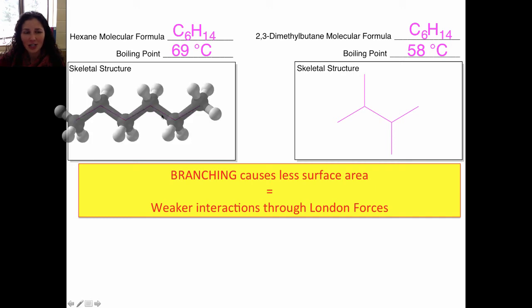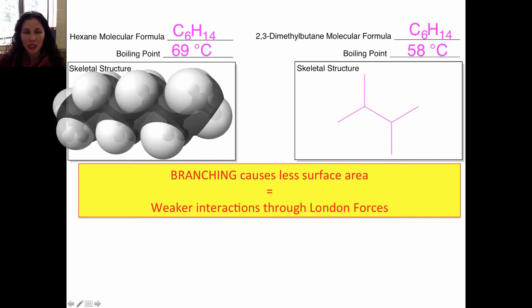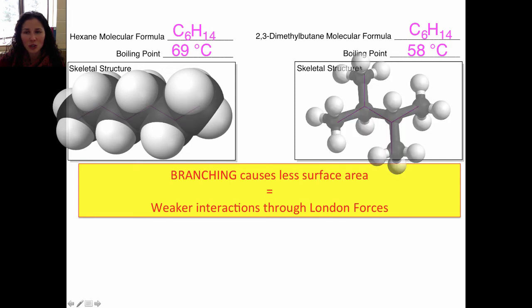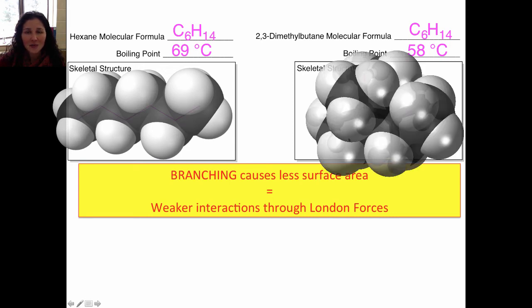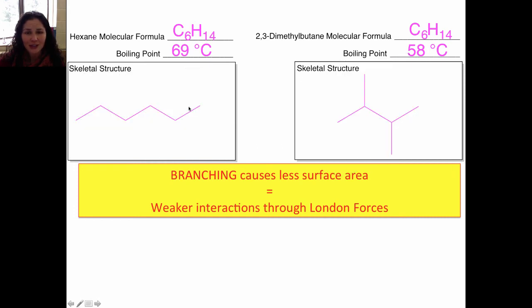This is a long molecule that has lots of surface area, whereas this one is more circular or spherical. A sphere has a much lower surface area than a long tube. So this molecule over here has less surface area, and therefore weaker intermolecular attraction through London forces. This molecule is longer and has more surface area, and therefore stronger intermolecular attractions due to London forces. Branching between isomers causes weaker interactions through London forces.